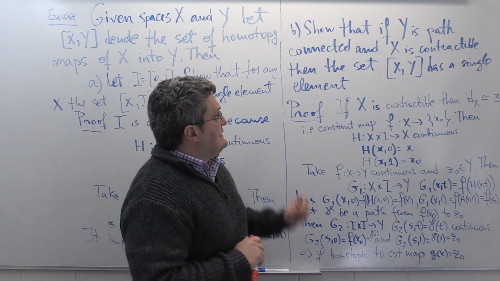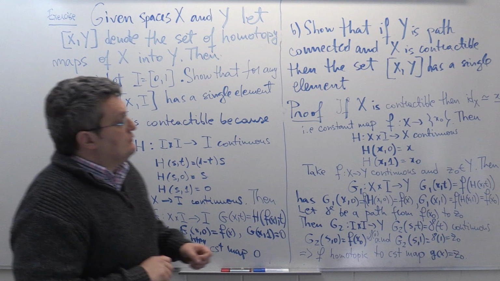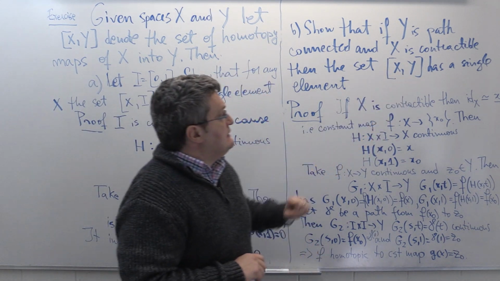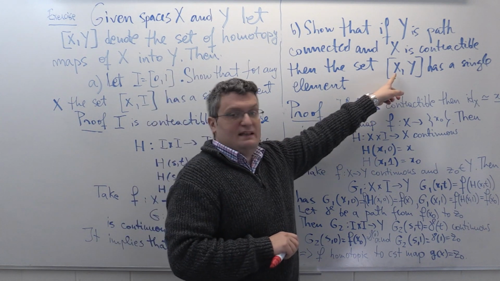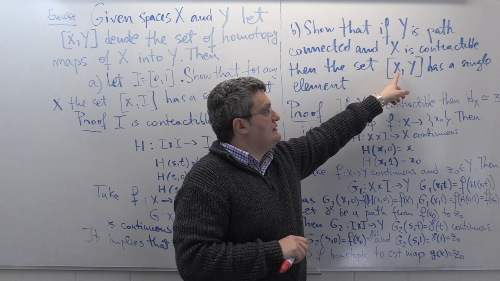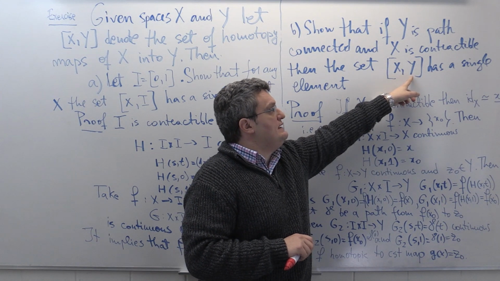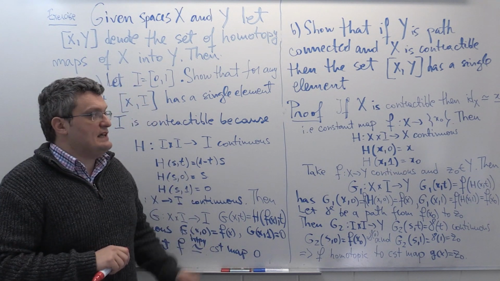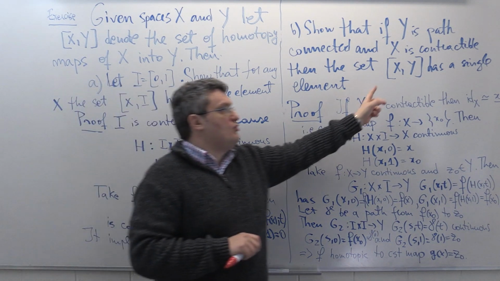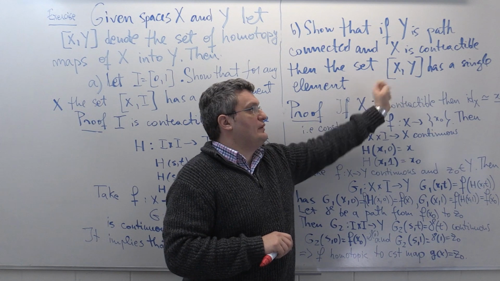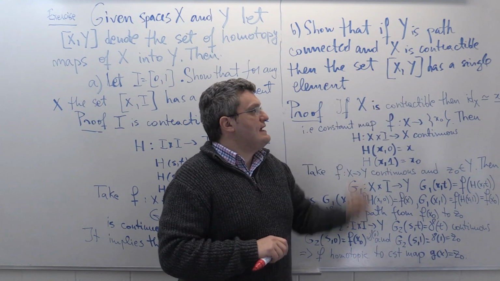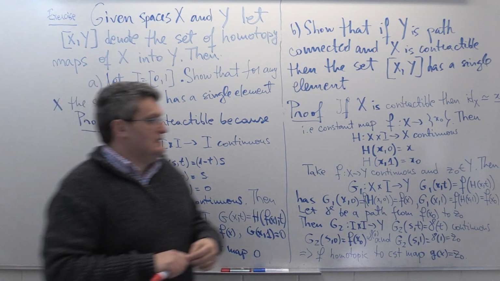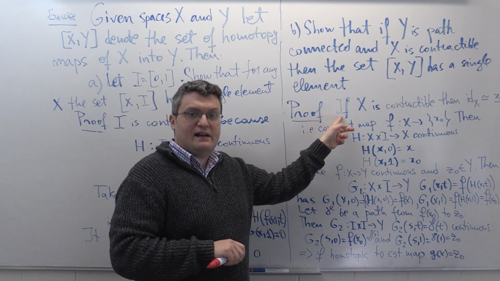Okay. The second part tells you to look at the same set of homotopy maps from X to Y, but now X is contractible, the domain is contractible, and the codomain is path connected. You have to prove the same conclusion, that the homotopy maps from a contractible to a path connected space has a single element. So first we write the definition.